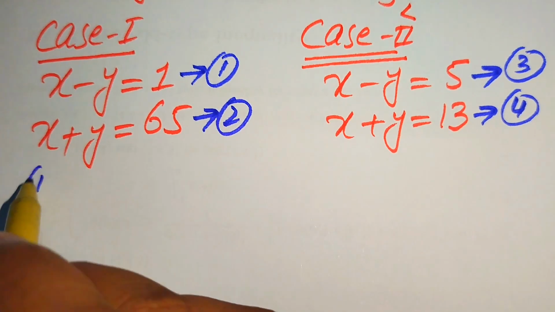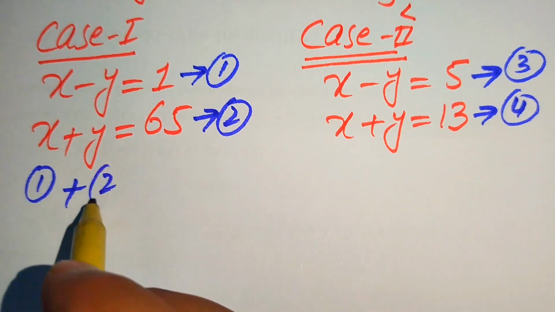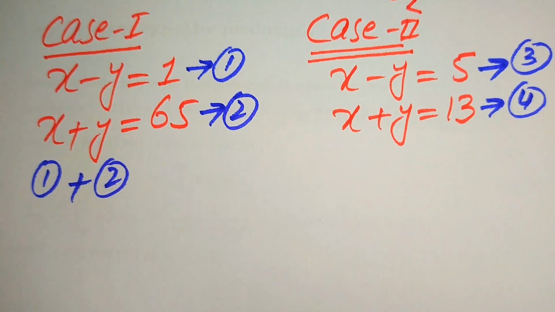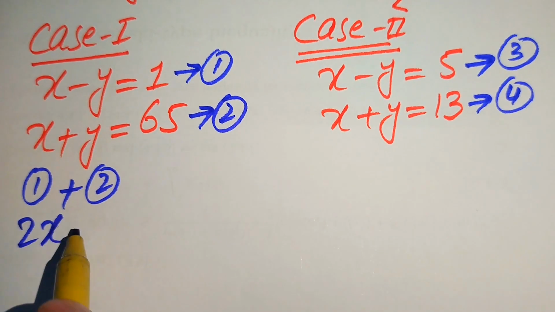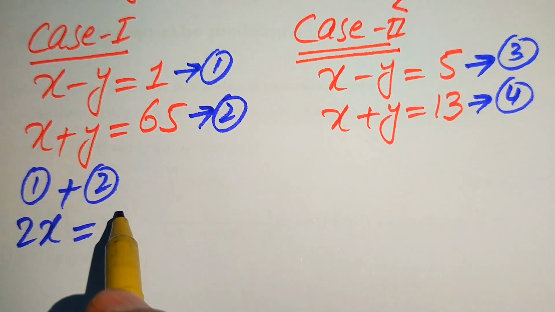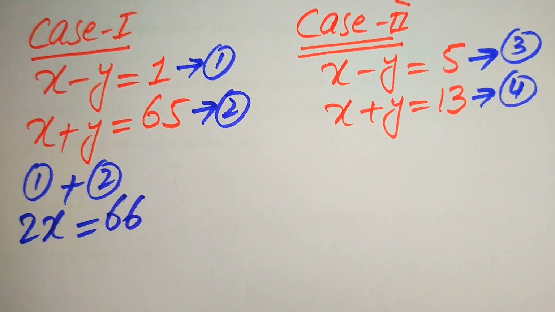So first we sum up equation number 1 and equation number 2. Because our target is to get the value of a, when we add these two equations, we get x plus x becomes 2x equals 1 plus 65, which becomes 66.